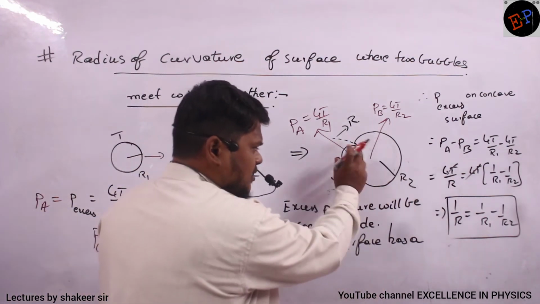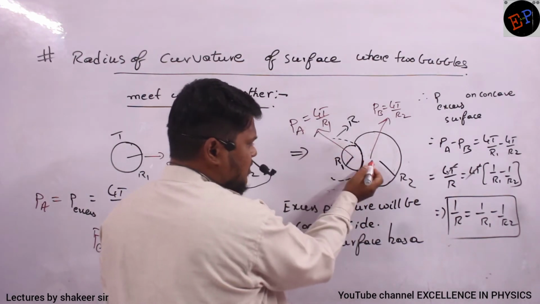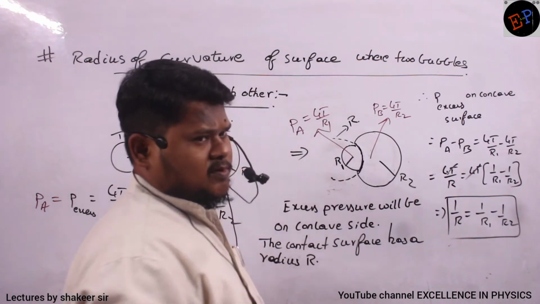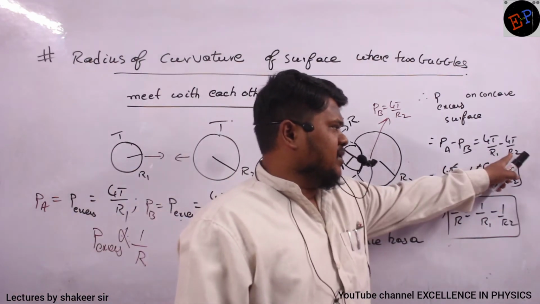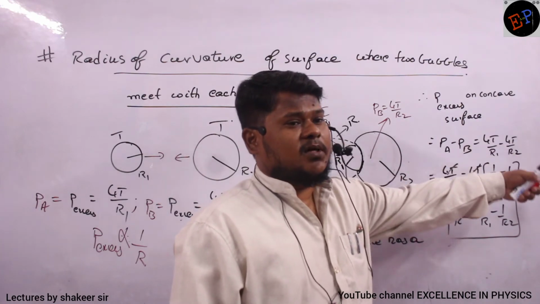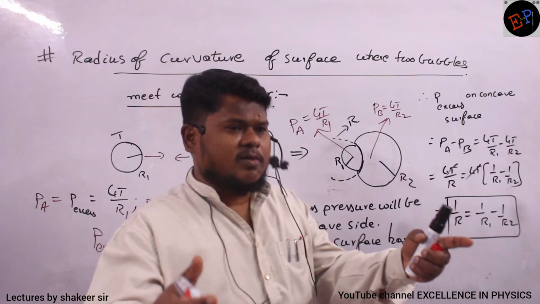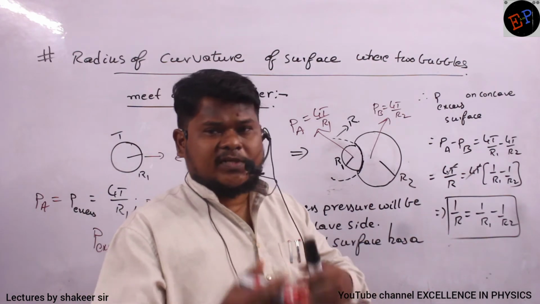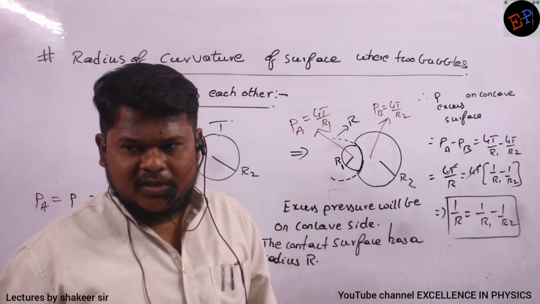And how can I calculate the excess pressure existing on this side? Here the pressure is 4T by R1, no? Here the pressure is 4T by R2. So just take the difference of them. Clear? So 4T by R1 minus 4T by R2 will become now the new excess pressure in the combination. And the excess pressure is on which side? The concave side, in the smaller bubble. Are you able to understand?